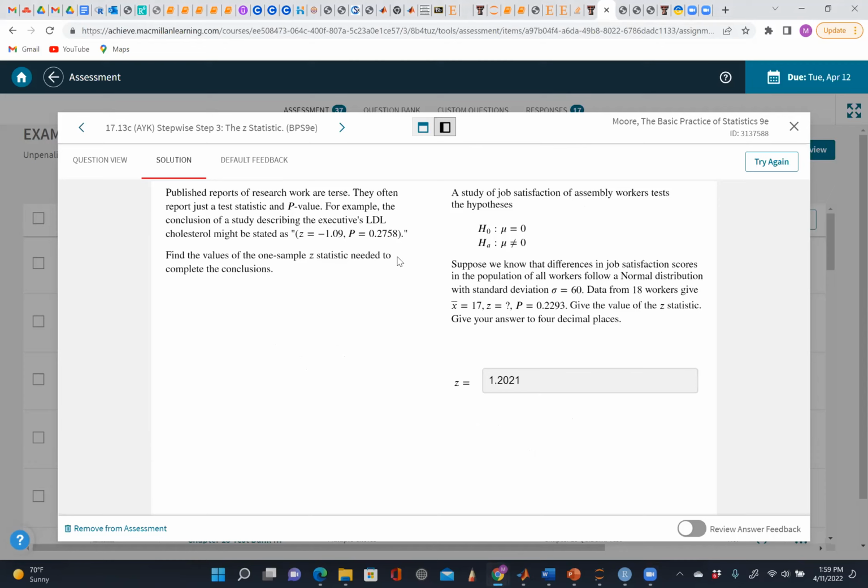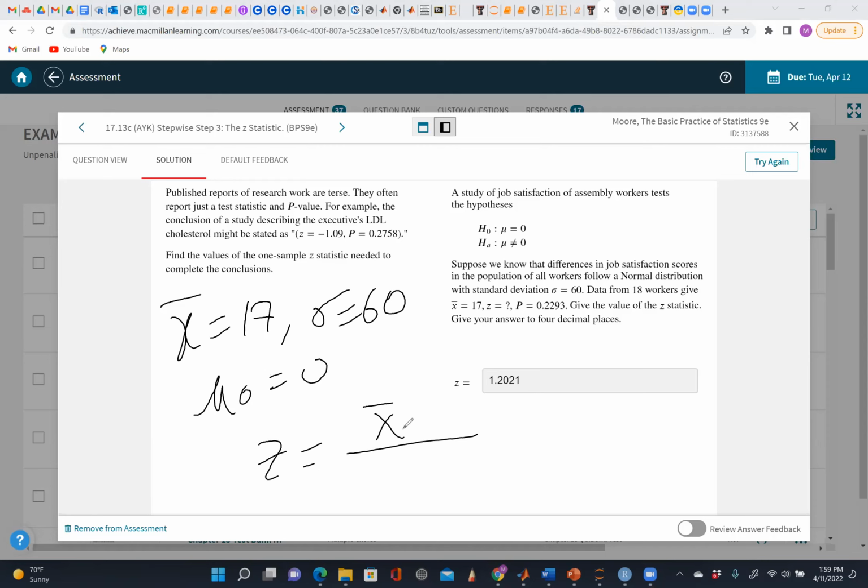Okay, so now for the same problem, we have a different case. Here x bar is 17, and this is also a similar type of problem. So x bar is 17, sigma is 60, and mu 0 is equal to 0. We need to calculate x bar minus mu 0 over sigma over square root of n, and n is the sample size, which is 80. Now you plug in all the numbers here, and you will get the test statistic, which will be 1.2021.